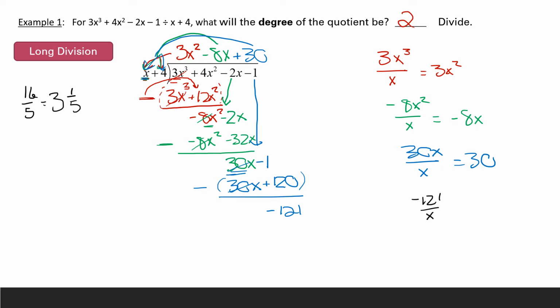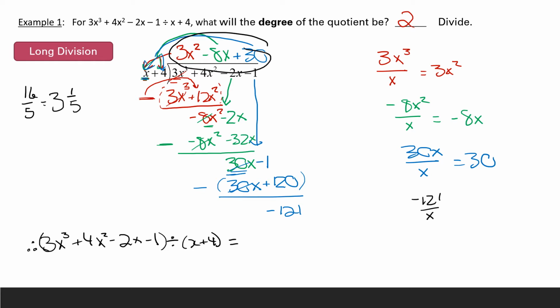The answer, let me just start by rewriting the question. Therefore, 3x cubed plus 4x squared minus 2x minus 1, when we divide that polynomial by x plus 4, we get our quotient, which was this piece up here, 3x squared minus 8x plus 30.